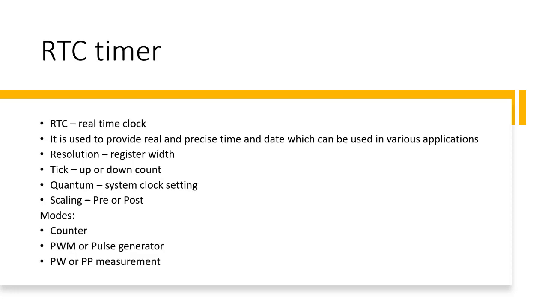RTC timer, which is real-time clock, is used to provide real and precise time and date, which can be used in different applications. Four main things about RTC are resolution, which is register width; tick, which is up and down count, quantum to system clock settings; and scaling, which is pre and post. There are three modes, which are counter, PWM or pulse generator, and PW or PP measurement.